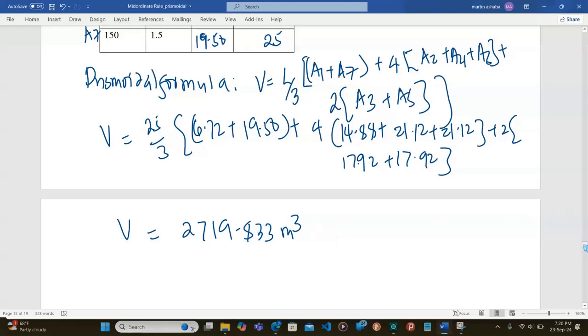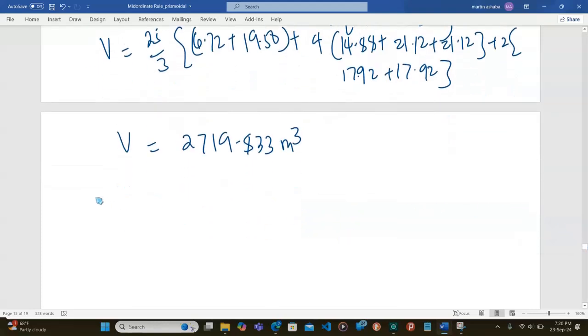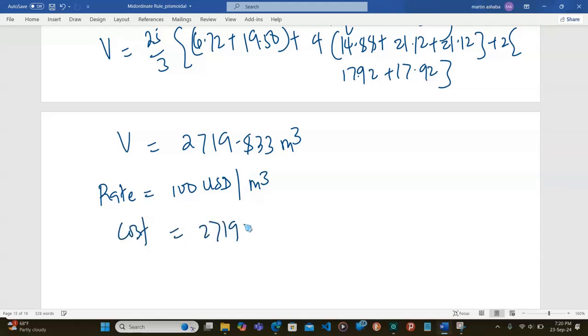If the rate of that earthwork at which we are working is 100 US dollars per cubic meter, then the cost will be 2719.833 times 100, and this is going to be 271983.3 US dollars.